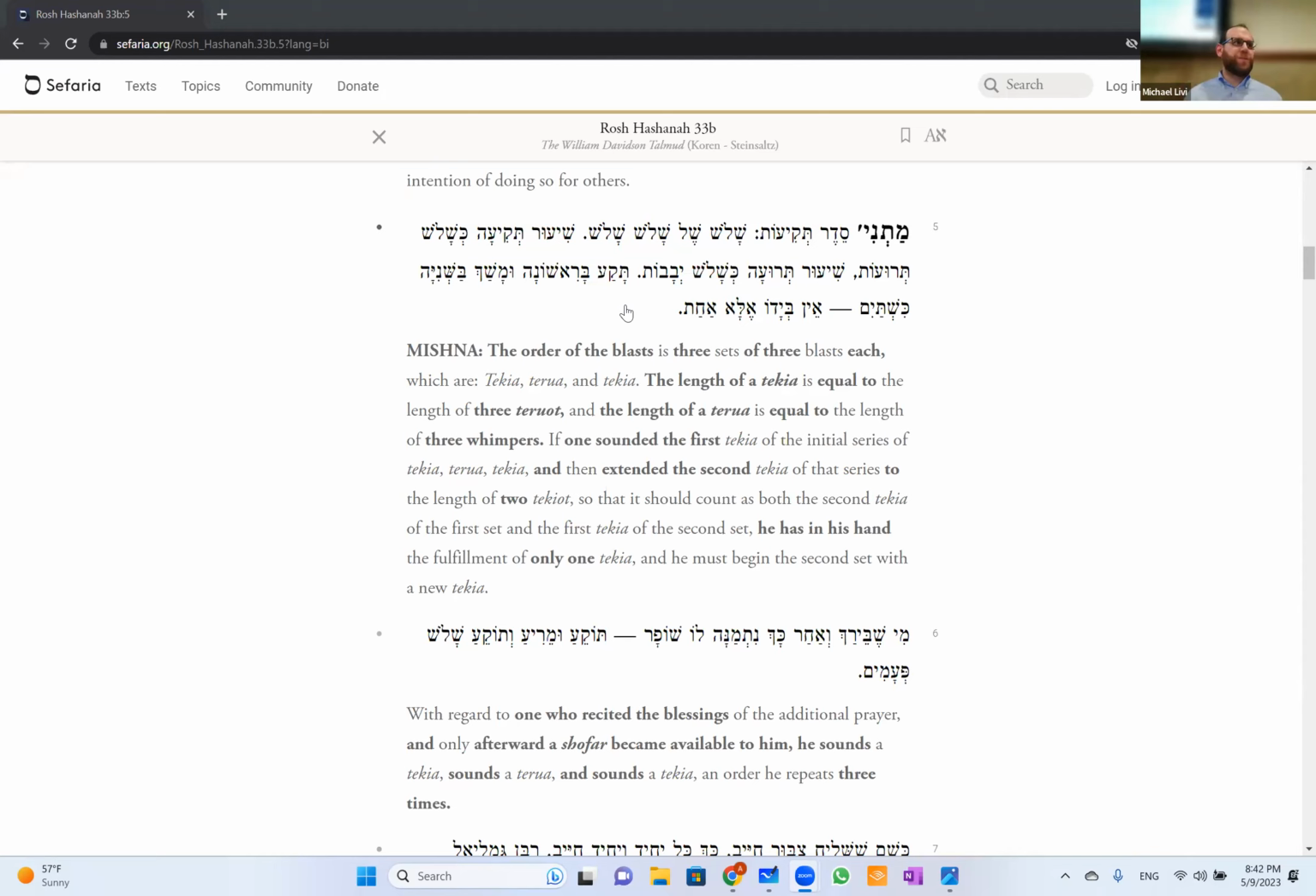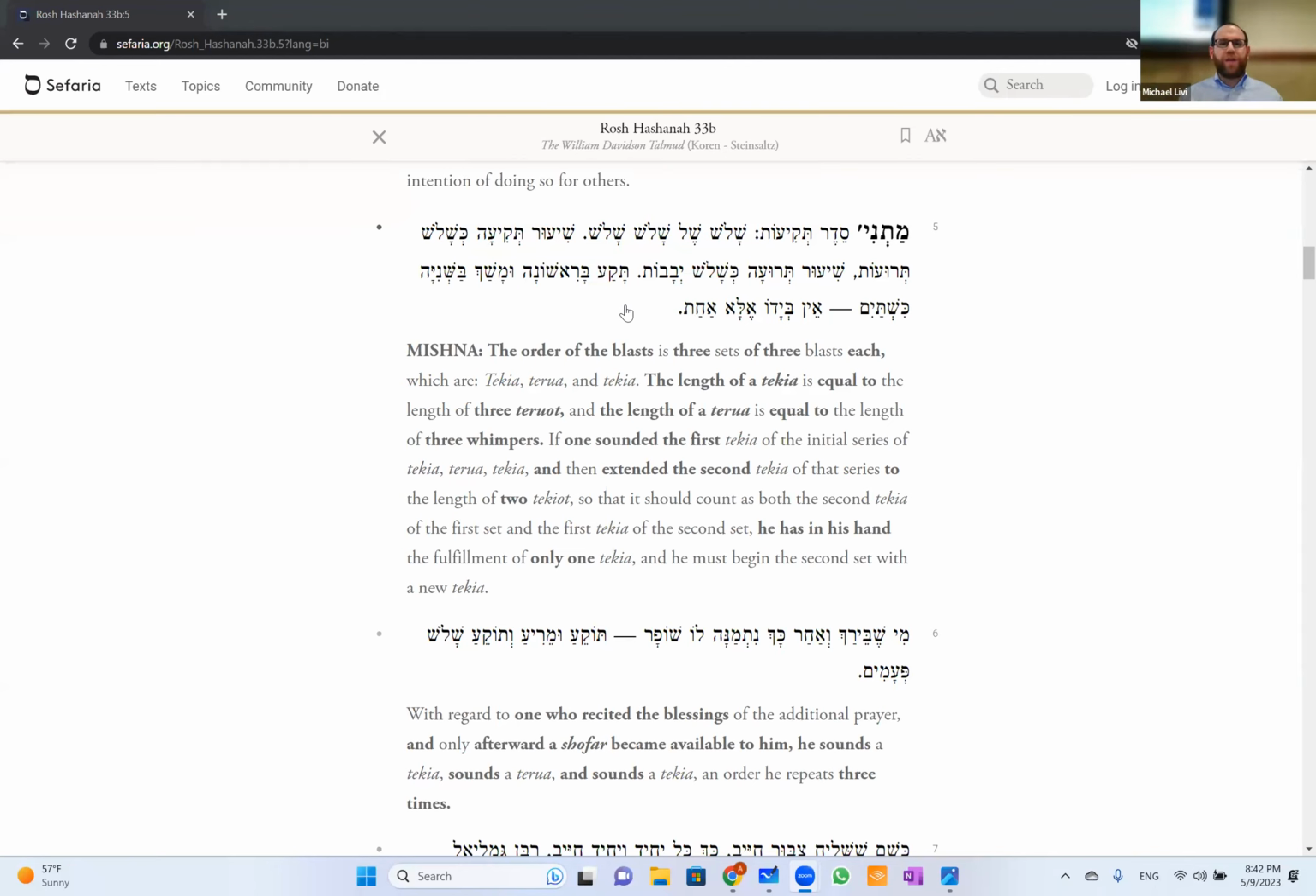That's the first rule of the Mishnah. First rule of the Mishnah is, actually it's the first and second rule. First rule is how many? 3 sets of 3. The second rule is how long is each one? And the formula tells us that a tekiah is like 3 teruot, and a teruah is like 3 yevavot. Yevavot is the smallest one, the smallest sound you can make.